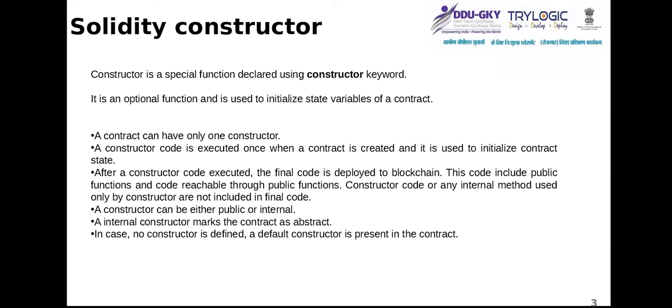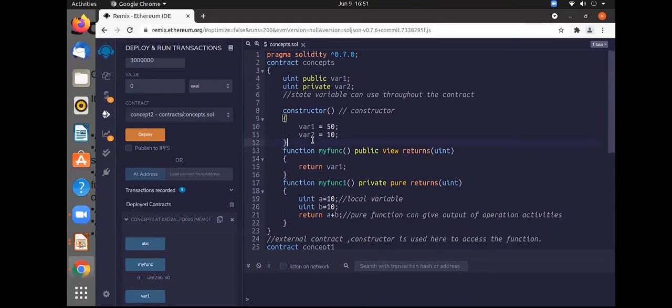As we see, a constructor can be public, internal, like so, internal constructor, abstract. Again, one more concept is here, that is abstract. We will read it. In case no constructor is defined, a default constructor is present. Of course, as we have in other languages, we have the default constructor concept. By default, there is a constructor using which we can create the instance. So here also the default constructor is available. So Solidity presents the concept. We are initializing the variables.